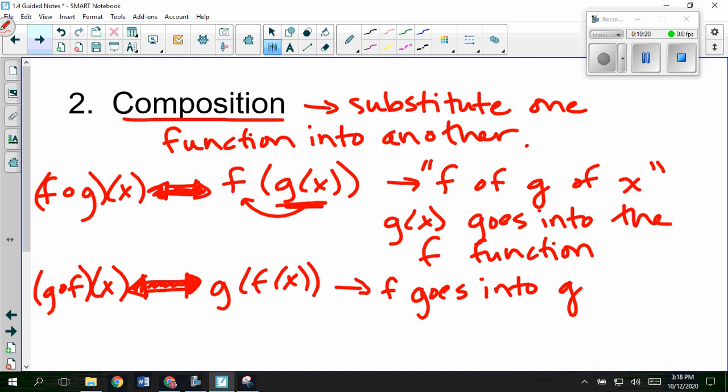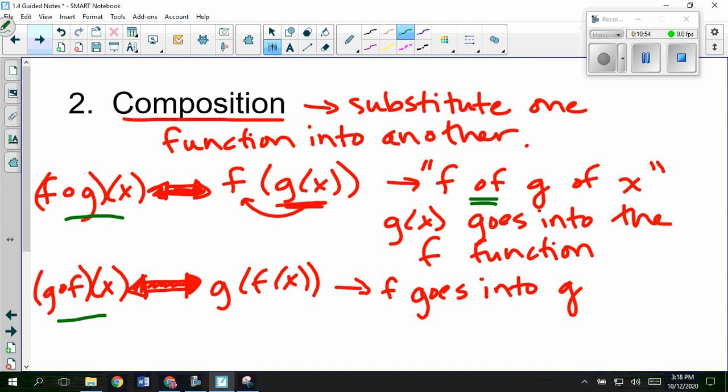Part of the problem, just a little bit of a concern, is that sometimes when we use this little circle symbol, like you see here that I just wrote down, students make that circle seem like multiplication, and so they think it's f times g or g times f. So we want to make sure we're very clear that the little circle is that same idea of the word "of": f of g of x, g of f of x.